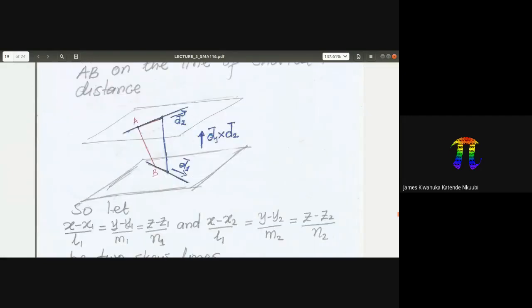So we can illustrate this. Assume this blue line is a line of shortest distance. If you pick any point A on one of the lines, another point B, then this shortest distance is simply the projection of this vector onto this line of shortest distance. So basically, it's a projection of this vector AB onto a unit vector in the direction of the line of shortest distance.